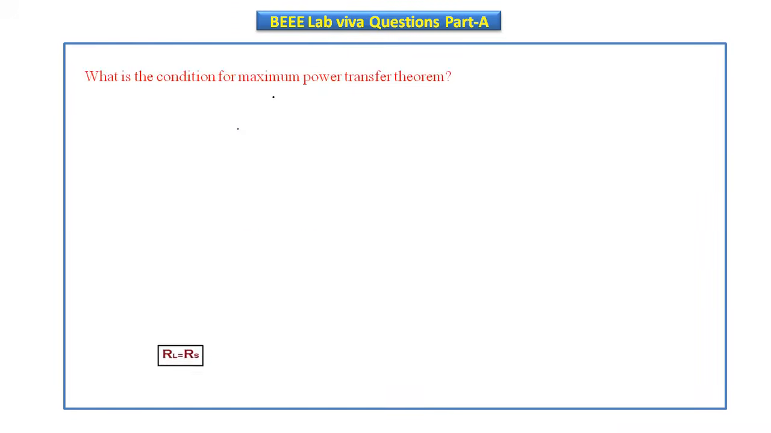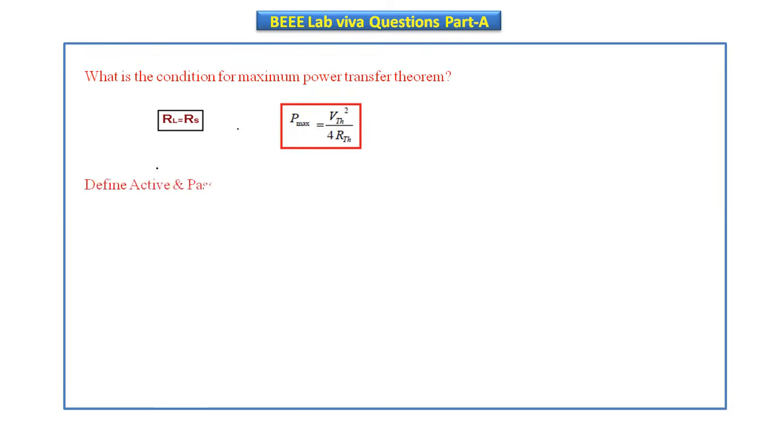What is the condition for maximum power transfer theorem? In the maximum power transfer theorem, when load resistance is equal to source resistance, then we can say that maximum power will transfer. The maximum power we will find out by using this formula, VTH whole square divided by 4 into RTH. VTH is nothing but Thevenin's voltage and RTH is nothing but Thevenin's resistance.